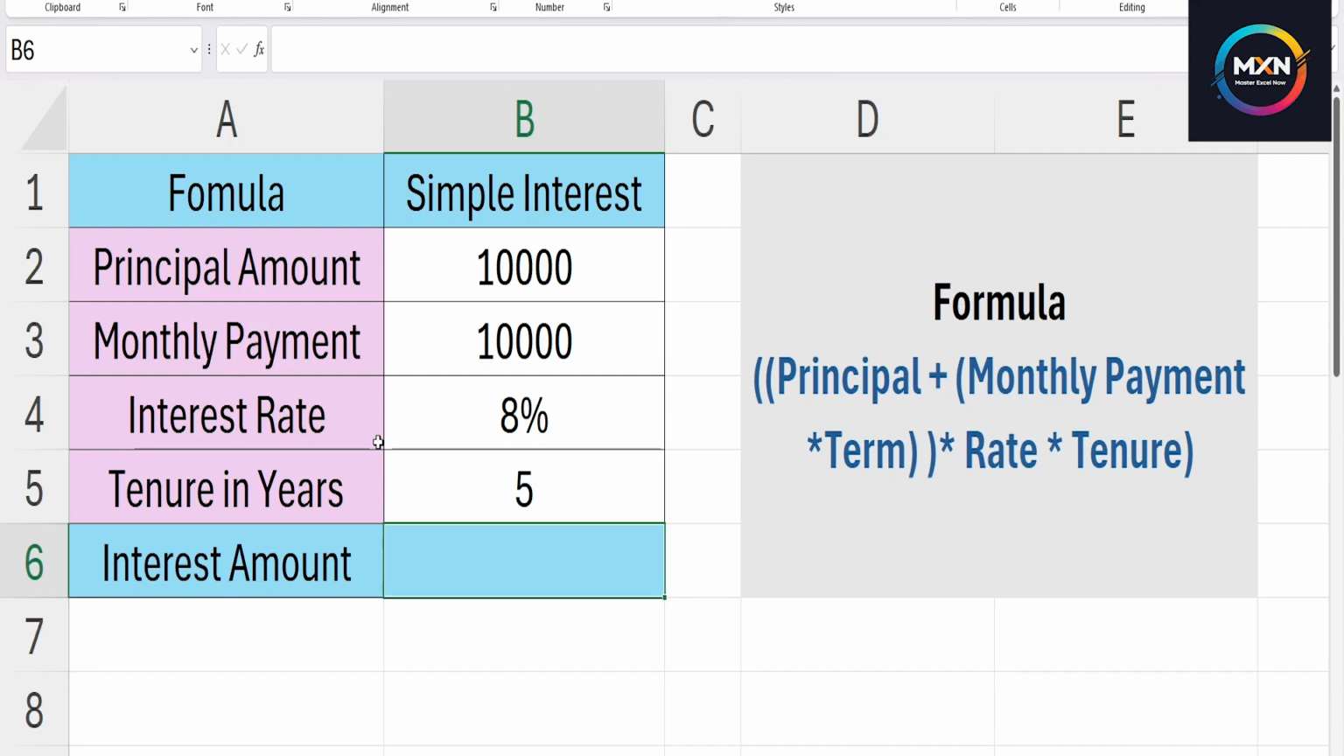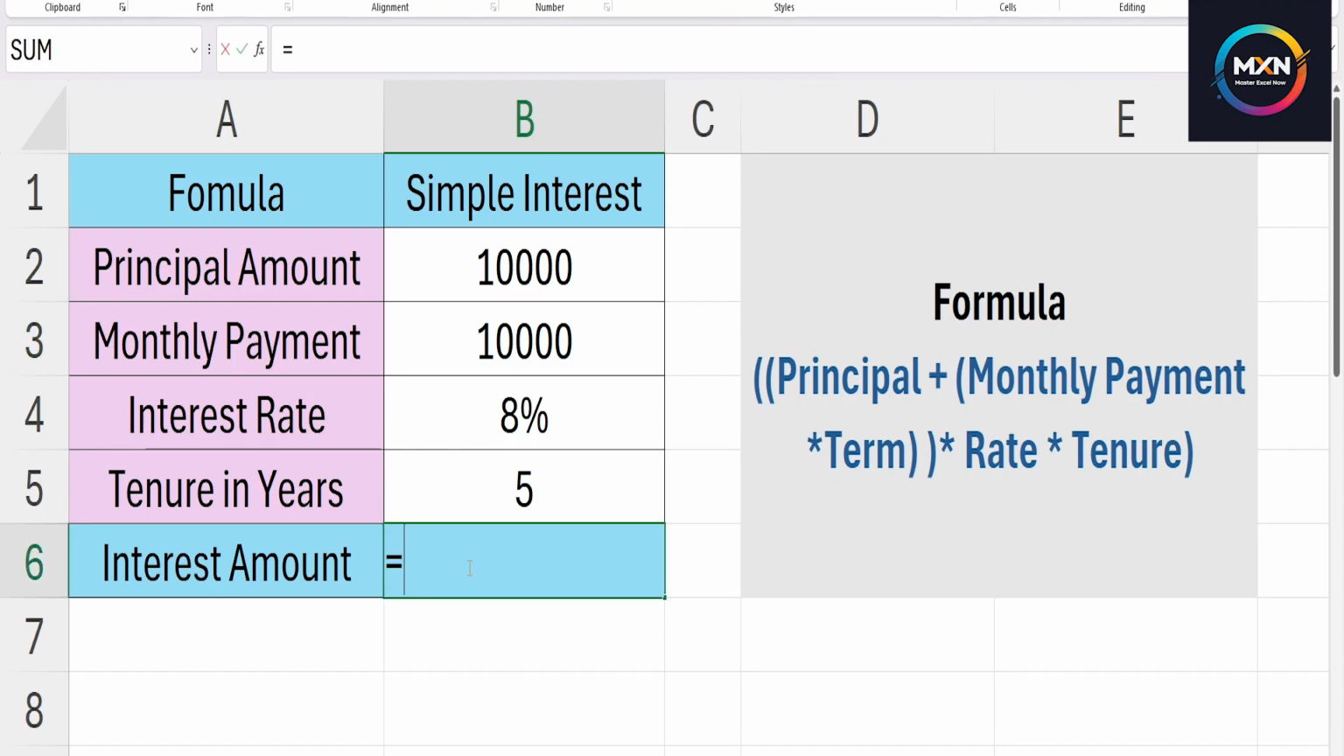So what we need to do is first calculate our principal. Then we are going to use the formula of simple interest. So how do we calculate our principal is the first payment, which is 10,000 plus 10,000 into 60, 60 payments, which is for 5 years monthly. And then we are going to use the formula of simple interest.